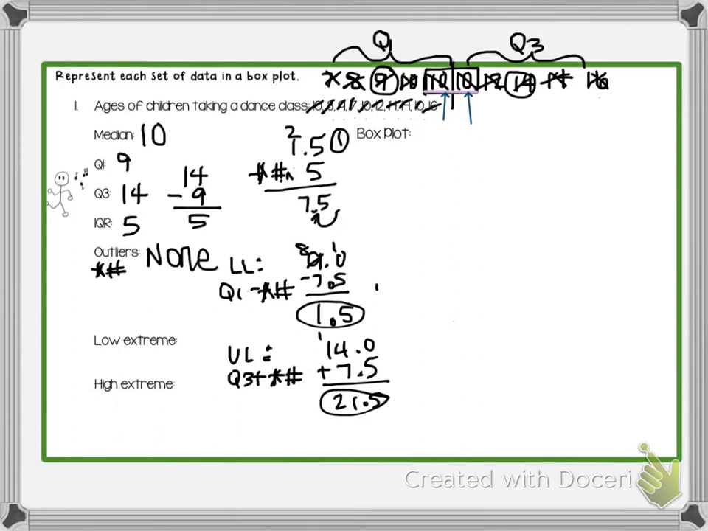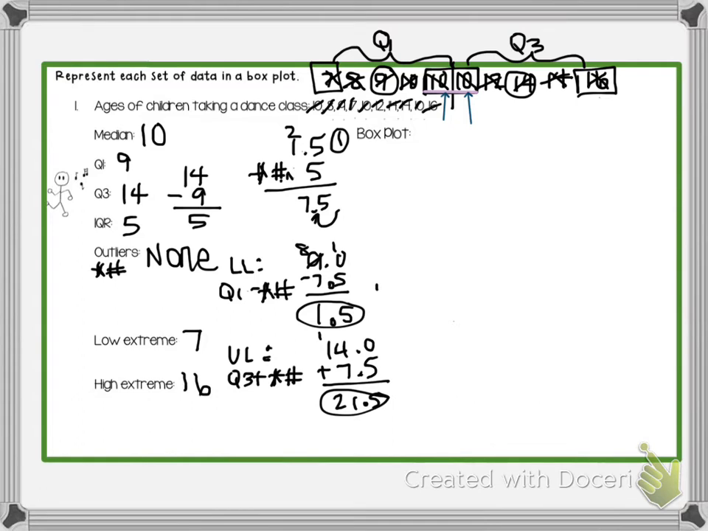Now that we know that there are no outliers, we can write our low and high extremes. Our low extreme is the lowest number in our data that's not an outlier. There are no outliers, therefore our lowest number in our data, which is 7, is our low extreme. For our high extreme, there are no outliers on the high end, so our high extreme is the highest number in the data, which is 16.